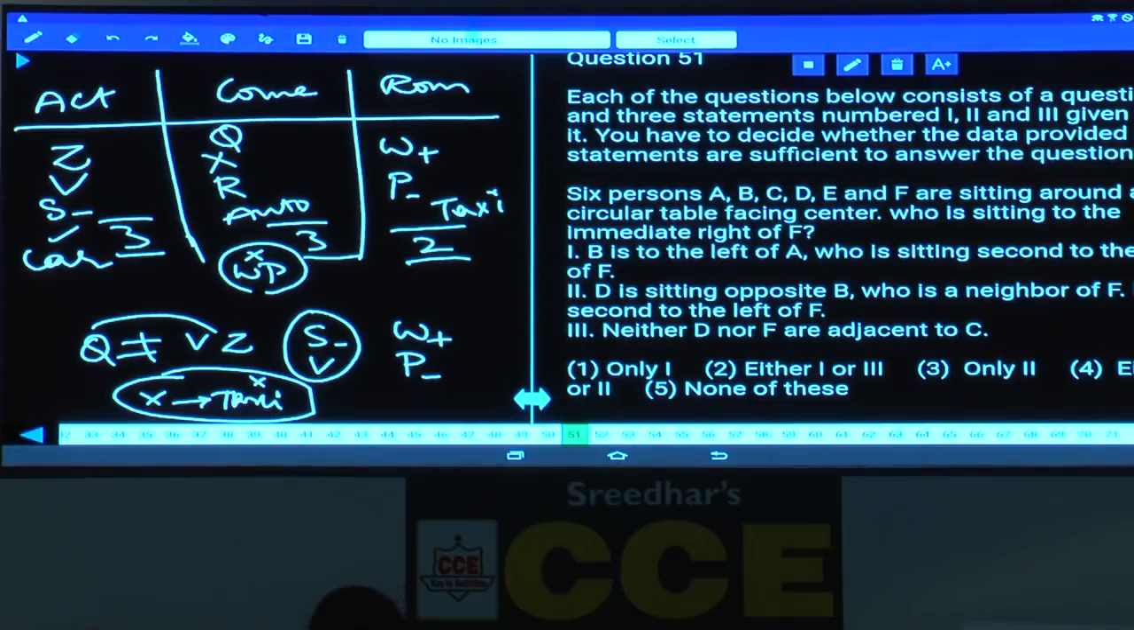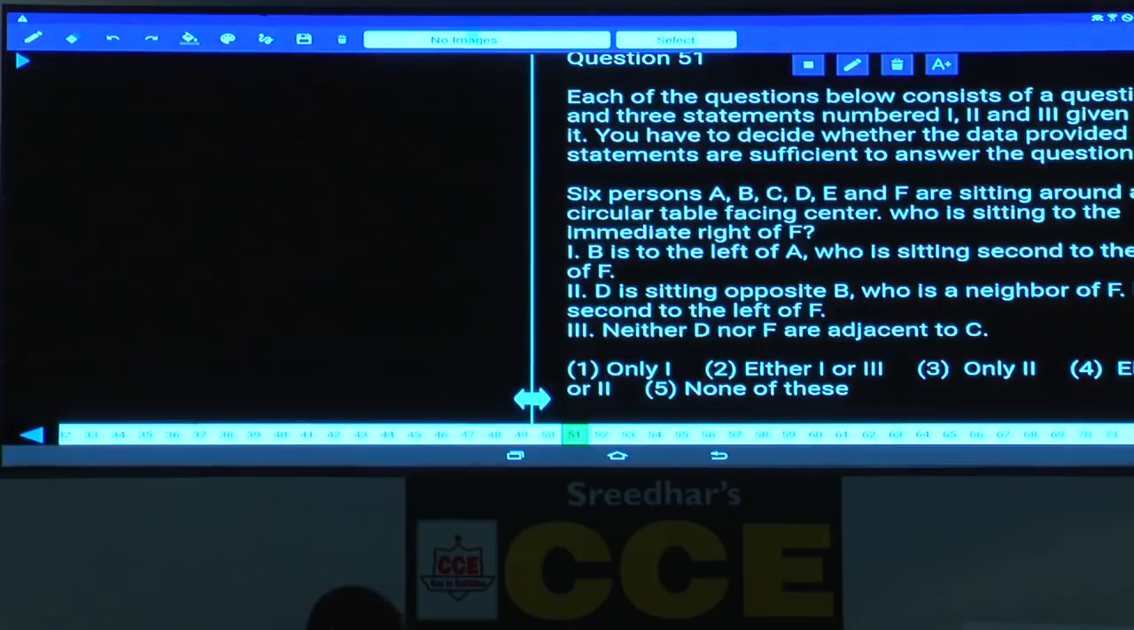And afterwards, if you are not getting any answer with only 1 or only 2 or only 3, then you should go for a combination of 2 statements. That is 1 and 2, 1 and 3, 2 and 3 in any order. Then by combining 2 statements, if you are not getting the answer, then by combining all the 3 statements, 1, 2 and 3. Clear?